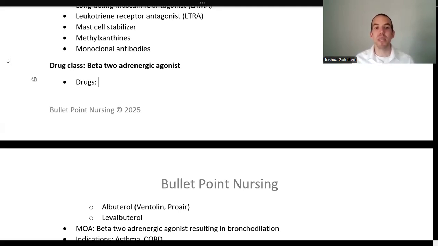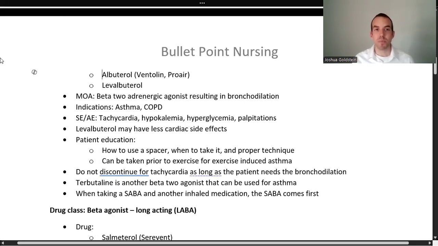The mechanism of action of these drugs are beta-2 agonists, which means they activate beta-2. What is beta-2 responsible for? It causes bronchodilation, so it makes the lungs bigger. Asthma made it smaller. These drugs make it bigger. These drugs are used for both asthma and COPD.